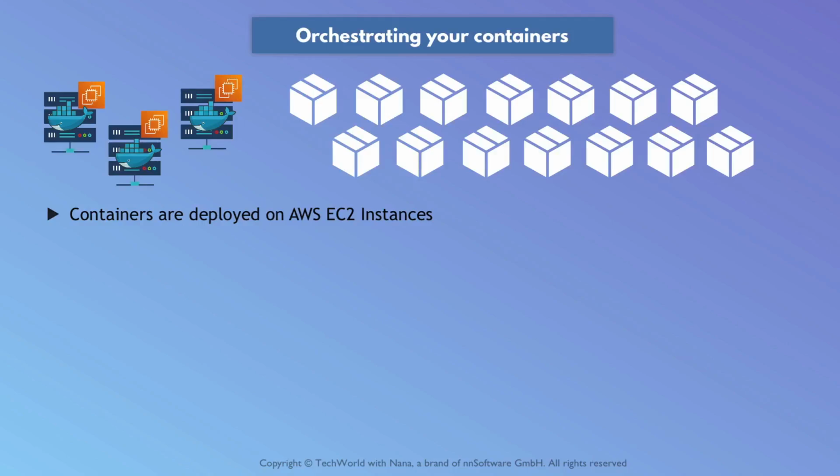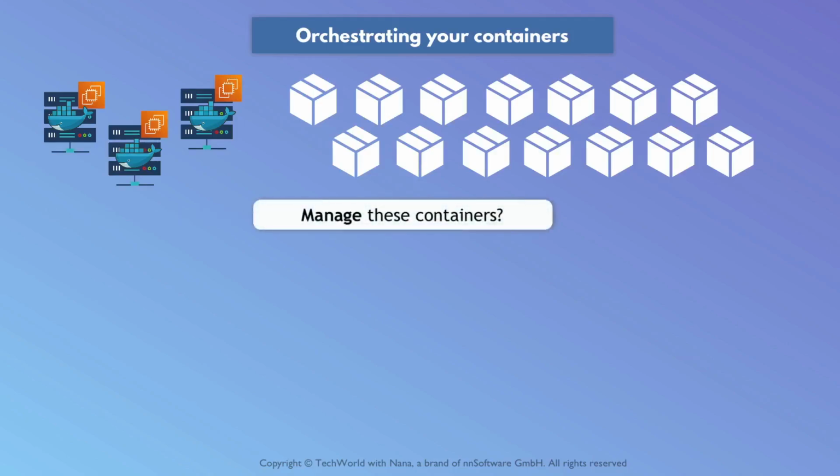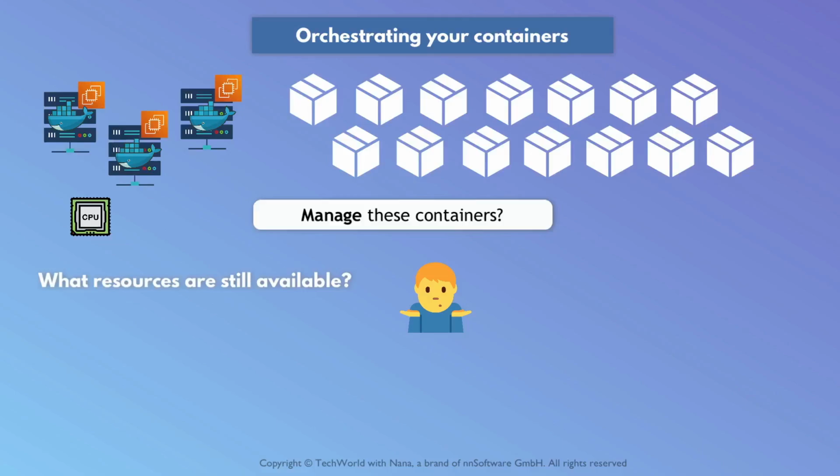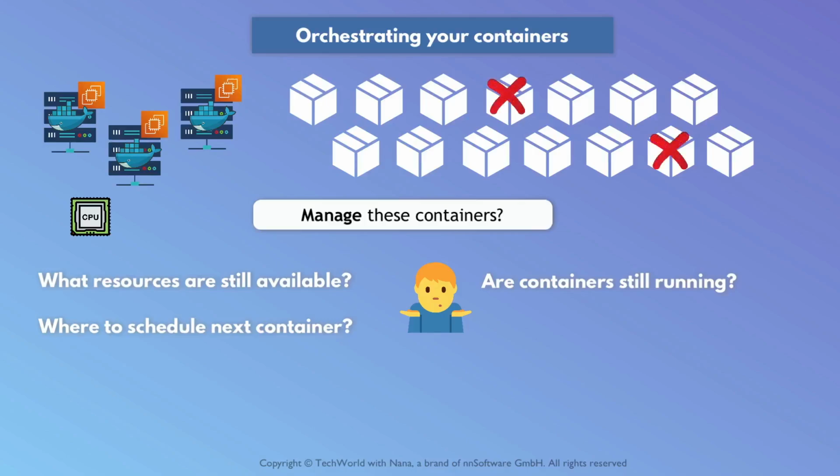Now, once you have deployed them, how do you manage them? So you have an infrastructure of all these virtual servers that are running all your Docker containers. How do you know how much resources you still have remaining on these machines? How do you know where to schedule the next container? How do you know by looking across your infrastructure whether some of your Docker containers are not running anymore, whether servers ran out of resources? And when you see that some containers have died, do you manually restart each container?